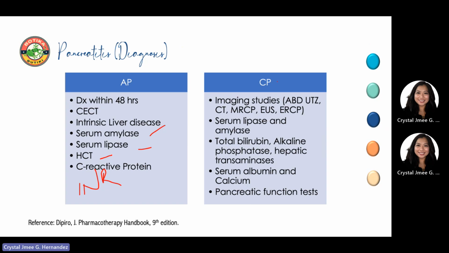Now for chronic pancreatitis, diagnosis is based primarily on clinical presentations and either imaging or pancreatic function tests. So non-invasive imaging includes abdominal ultrasound and CT. You can also have MRCP. MRCP is magnetic resonance cholangiopancreatography. And for invasive imaging, we can have EUS, or rather endoscopic ultrasonography, and ERCP, which means endoscopic retrograde cholangiopancreatography.